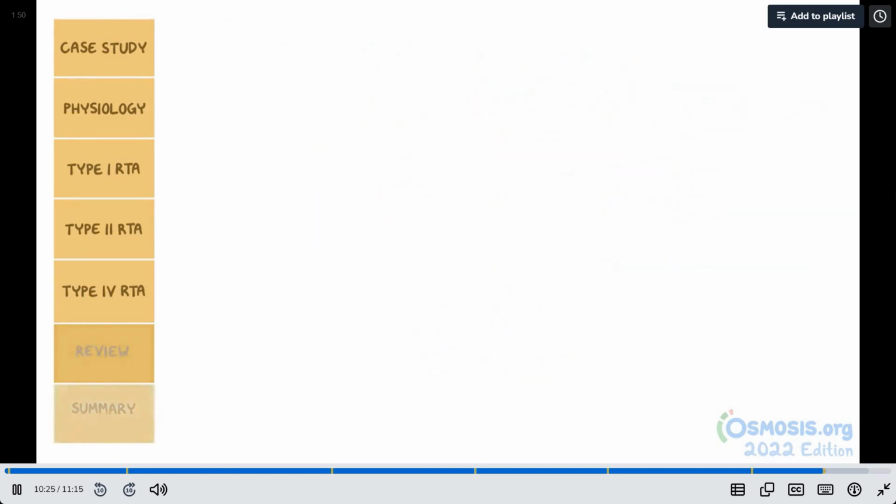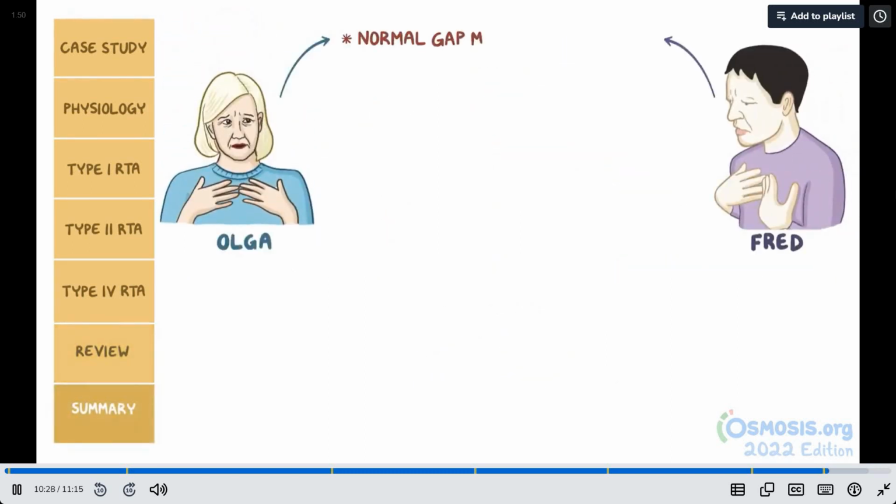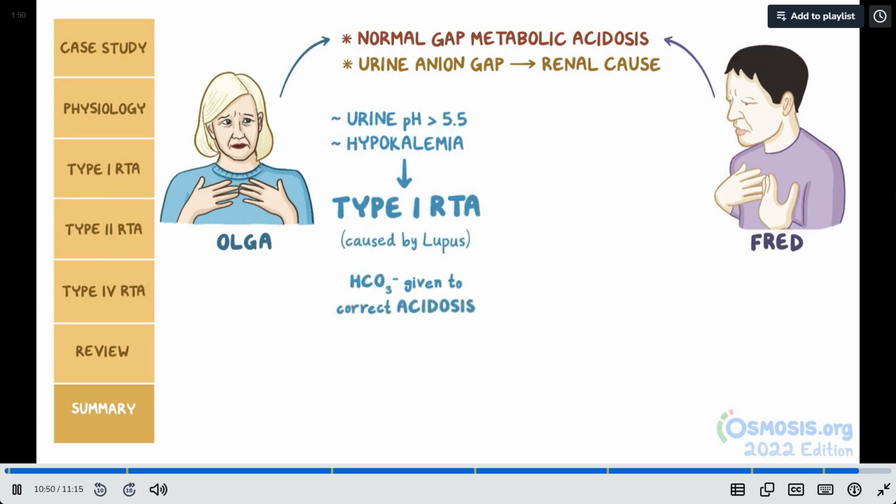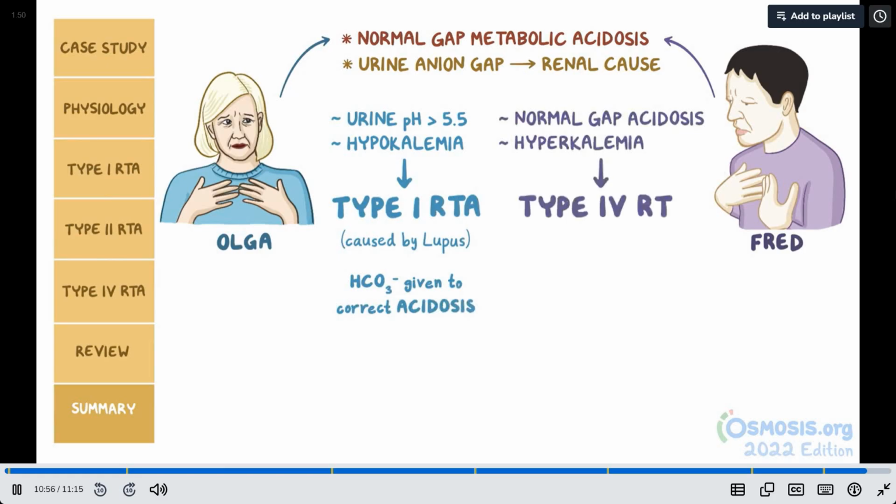Alright, coming back to our cases. Both Olga and Fred came in with a normal gap metabolic acidosis. The urine anion gap was calculated, and this showed that the normal gap acidosis was of renal cause. Further investigations showed that Olga's urine pH was above 5.5 and she had hypokalemia, both of which suggest type 1 RTA, which is probably caused by her lupus. Bicarbonate is given to correct the acidosis. Now Fred has a normal gap acidosis with hyperkalemia, which suggests type 4 RTA, but more investigations are needed to determine and correct the cause.